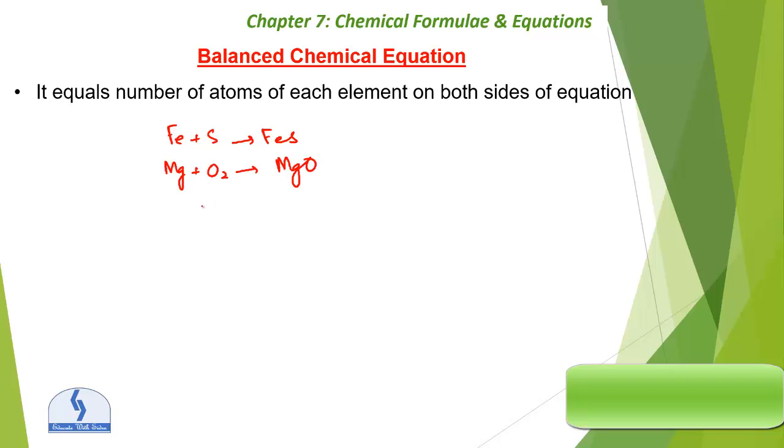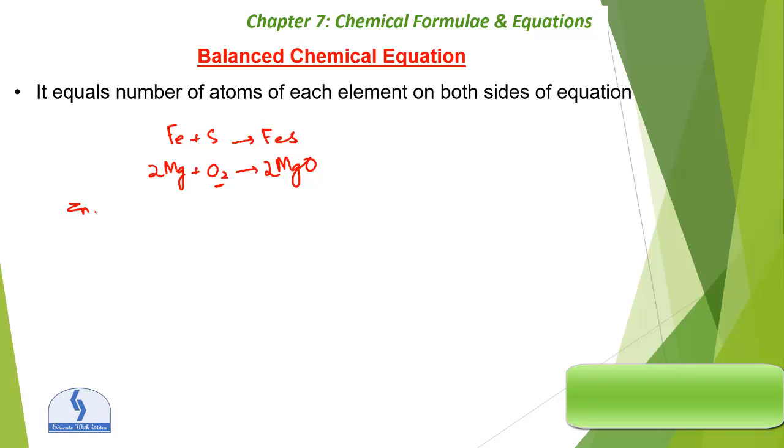So there are two atoms of oxygen on the left hand side, right? So you have to balance it. There are two oxygen, so you write 2 for the oxygen in magnesium oxide. Now again the magnesium will become 2, so it will need 2 magnesium. This is the correct way of the balanced chemical equation, right?